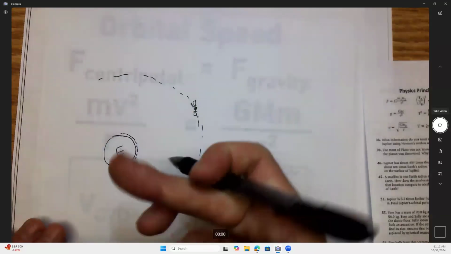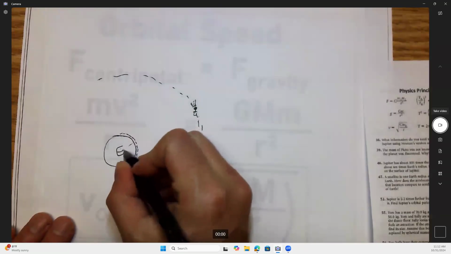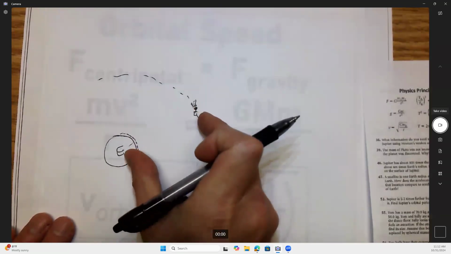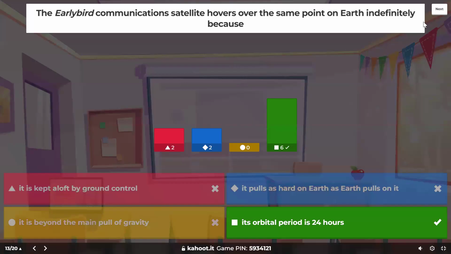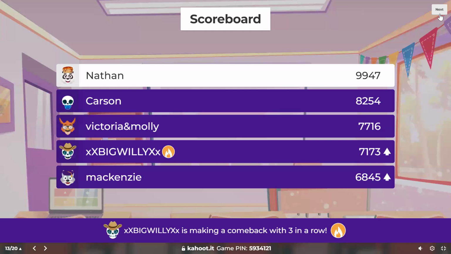So this is 1 Earth radius right here. Here's 1 Earth radius. If I have about 6 or 7 of those, that'll get me out to the Early Bird communication satellite. All right, there you go. And then the moon is even further away than that.